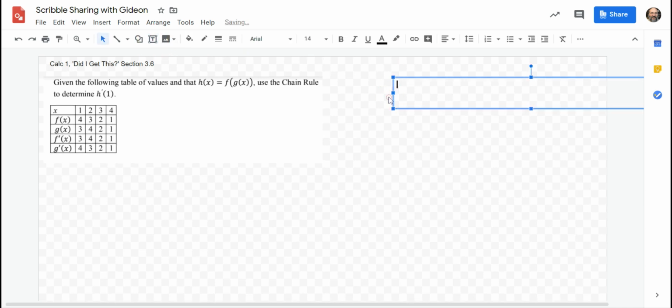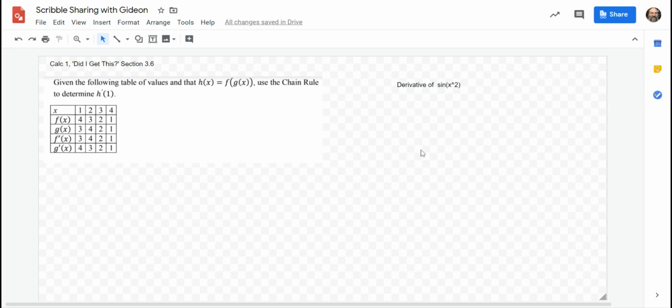If you were asked to take the derivative of, and let's make it sine as the outside function, the first function, and then let's make it x squared on the inside. Derivative of sine, that's one function, of something else that's a function, right? What I'm trying to do here is make the connection f of g of x, right? Sine is the f, and x squared is the g of x.